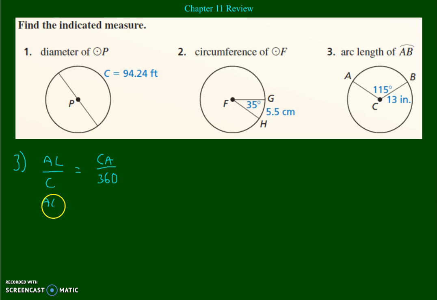So arc length is to, well, circumference is 2 pi r. So we can write 2 pi times 13, which is our r, equals the central angle, 115 over 360. Now, all we really have to do is multiply by the circumference here. So arc length is 2 pi 13 times 115 over 360.